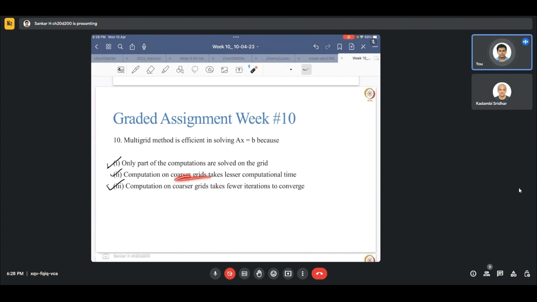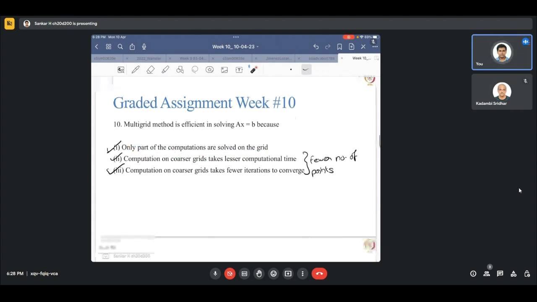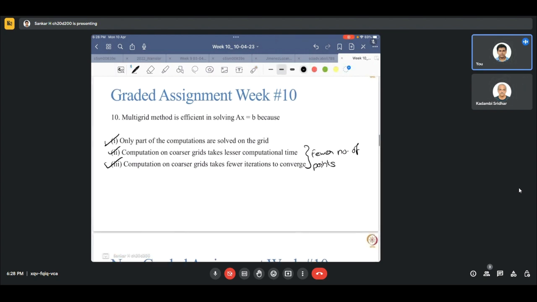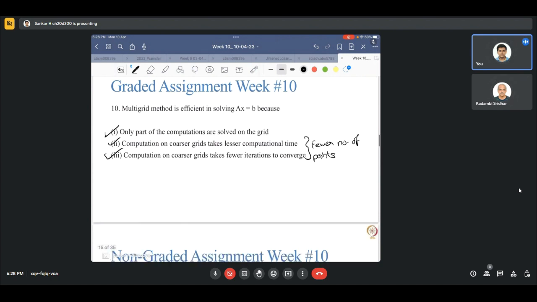We know that a coarser grid would require fewer nodes or fewer points, and therefore would have much lesser computational time, and would take fewer iterations to converge. And when we solve the equations on the fine grid, we are doing some part of the calculation, and then when we move on to the coarse grid, we are doing other part of the calculations. So only part of the computations are solved on the grid, especially when we are doing it on the coarse grid as well. So all the three statements are correct here.